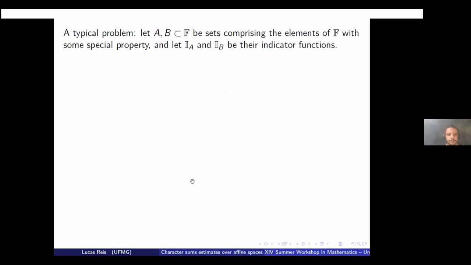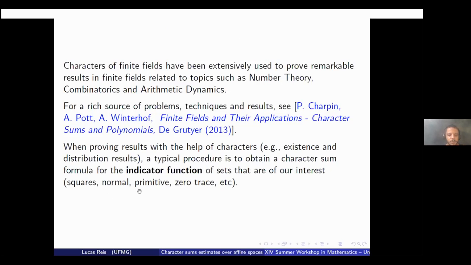And so in general, we actually try to combine multiplicative and additive properties here. For instance, squares and primitive are basically multiplicative properties of elements in finite fields, and normal and zero trace are additive.